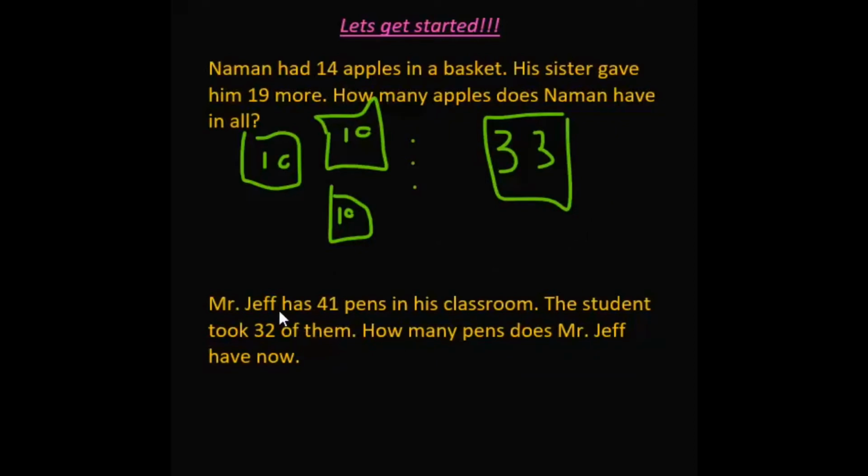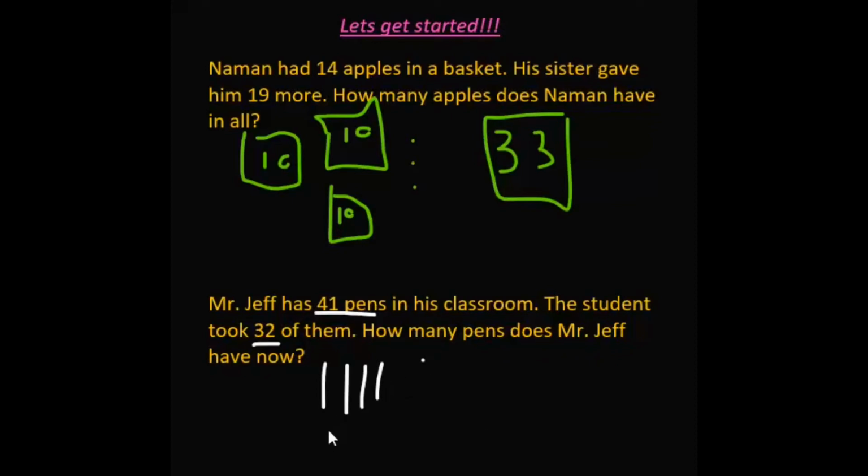Okay. So now, the next problem says Mr. Jeff has 41 pens in his classroom. The students took 32 of them. How many pens does Mr. Jeff have now? So we have Mr. Jeff has 41 pens, so we can underline that. And it says the students took 32 of them, so we can underline that too. So now we have to draw a picture again. So this line will equal 10, 20, 30, 40. And then 1, because it's 41.